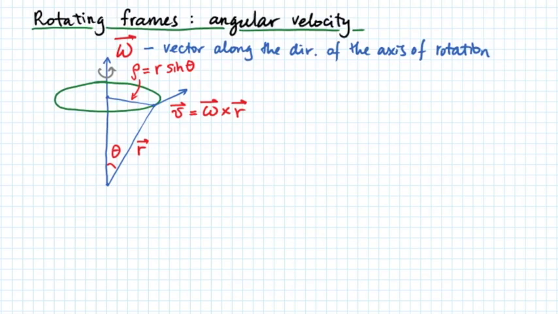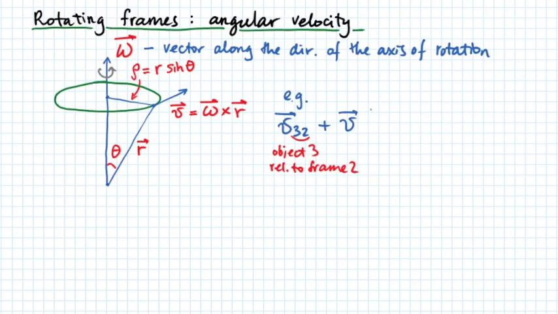For example, we know that velocities add for different frames. If we have velocity of object 3 relative to frame 2, and we add velocity of frame 2 relative to, for example, frame 1, we're gonna get velocity of object 3 relative to frame 1.